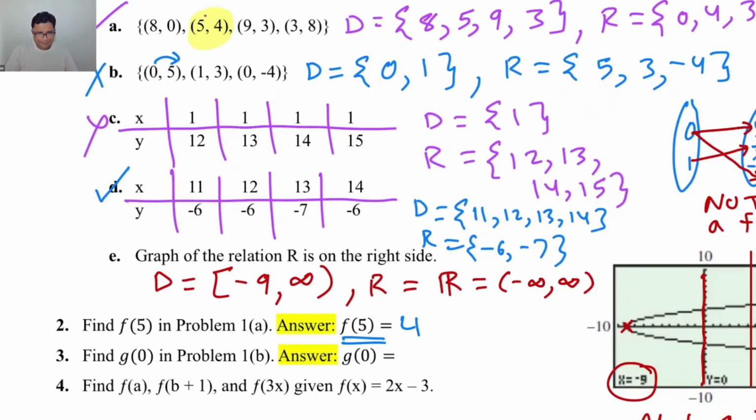But next, g of 0 in b. And then we observe that 0 is mapped to 5 and 0 is also mapped to negative 4. So our answer is going to be a set now. In this case, we make a distinction. For problem 2 here, f of 5, we just said it's 4, it's one value. But g of 0 is not just one value. There are two different values. So you have to put them in a set. 5 and negative 4.